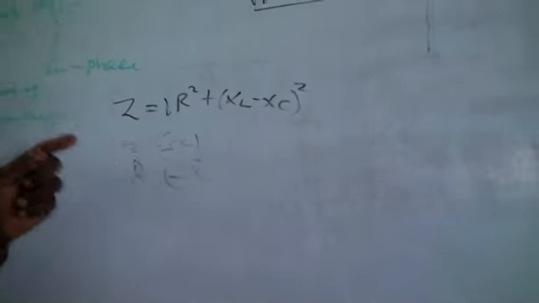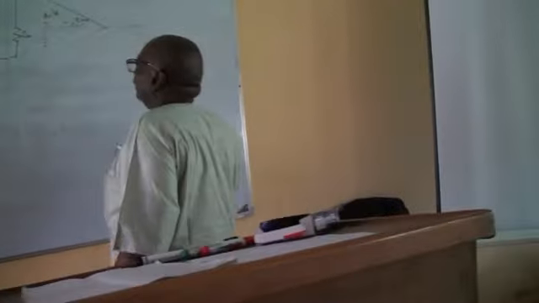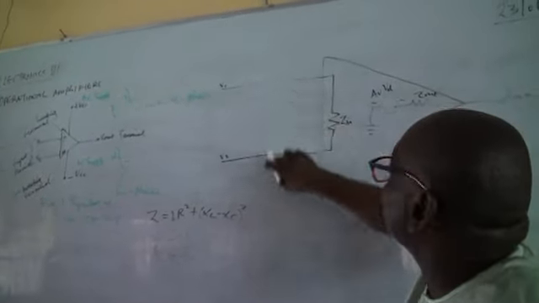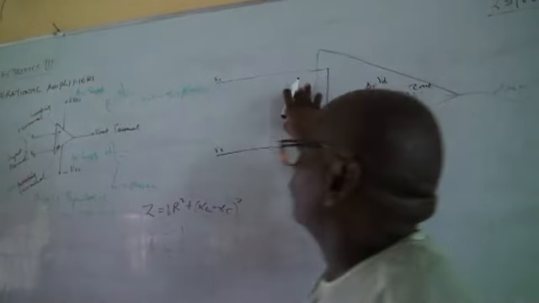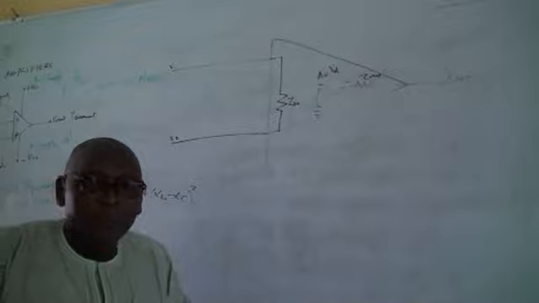Good. So the input impedance here is the resistance that exists between the terminals of the op-amp, which you have already seen here as V1 and V2. Okay? Now, I told you an op-amp is a high gain voltage amplifier, a voltage amplifying device.